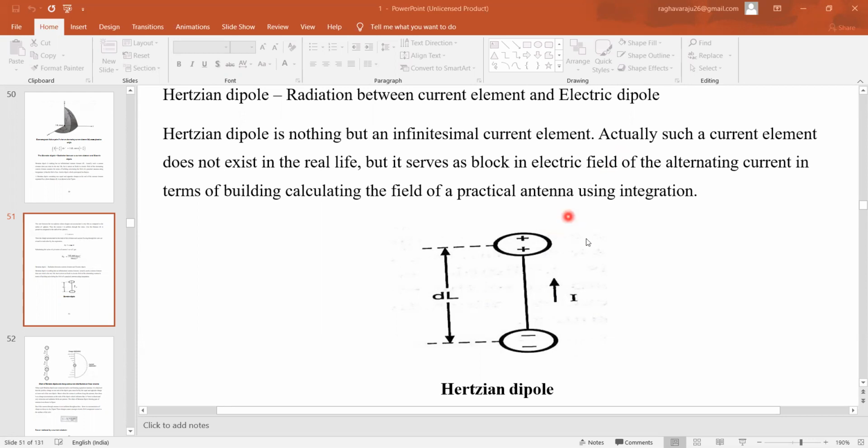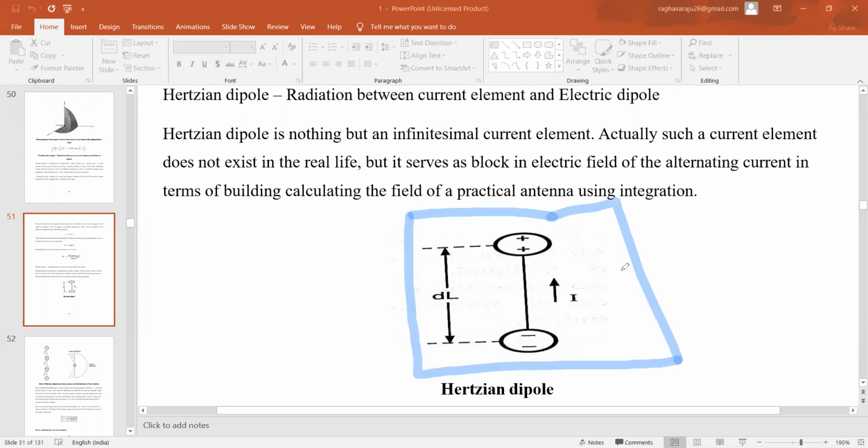This is an alternating current element, used in calculating the fields of some practical antenna using integration. Such a current element does not exist in real life, but it serves as a building block for calculating the fields of practical antennas using integration. So this is the very popular Hertzian dipole.